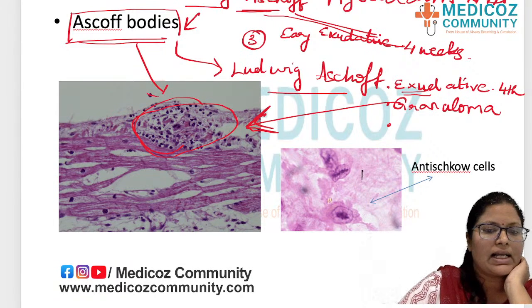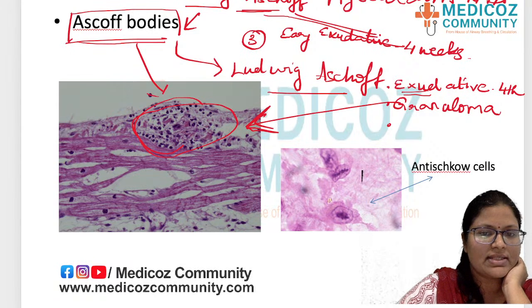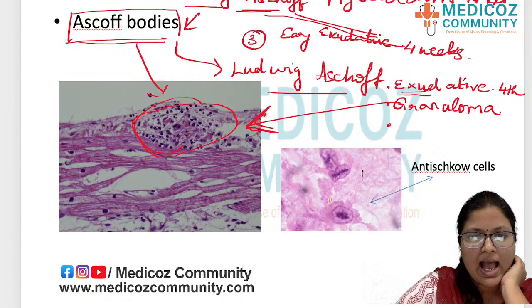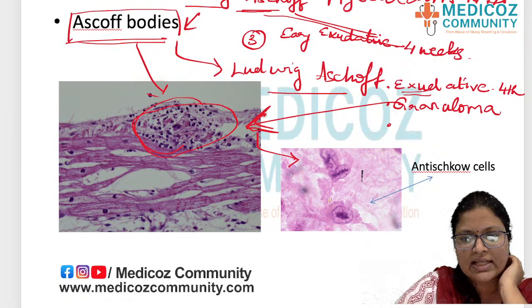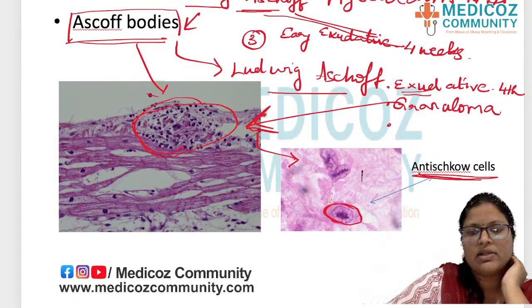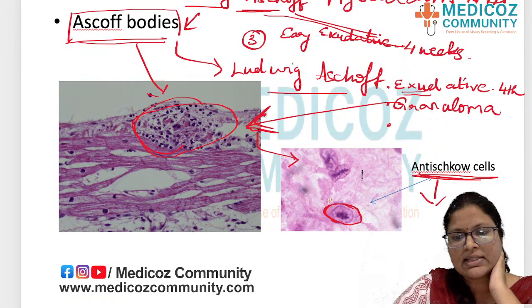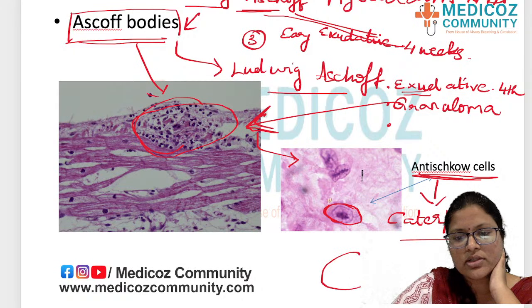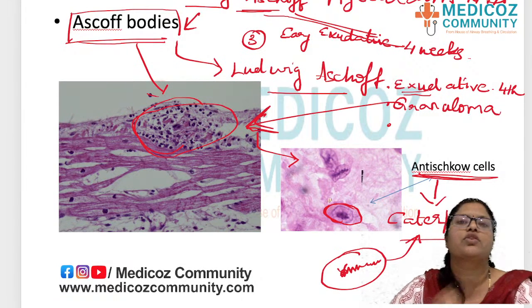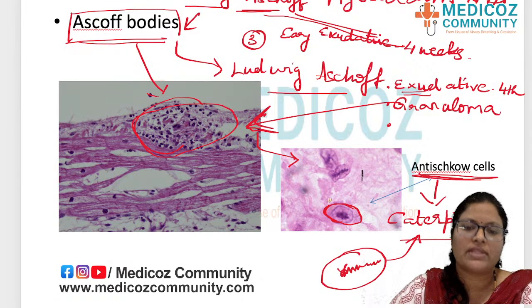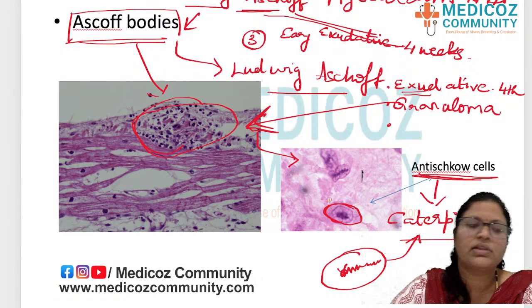Now, in the late stages, you can see something called Aschoff cells. These cells are modified macrophages, which are the Aschoff cells. And something very typical about these cells is they are also called caterpillar cells. Why are they called caterpillar cells? Because you see the cell here. This is the condensed chromatin, which looks like a caterpillar. That is why it is called a caterpillar cell or the Aschoff cell. So this is the thing you have to remember.